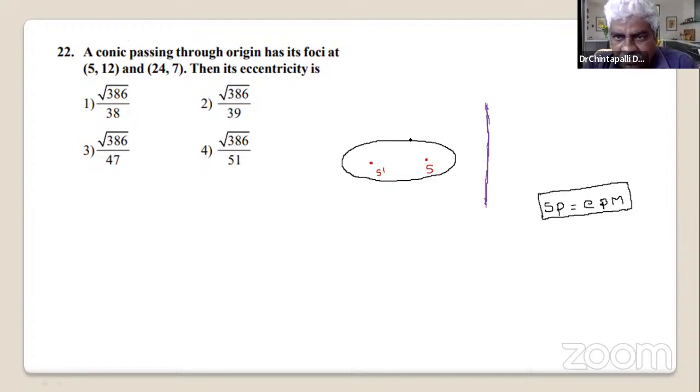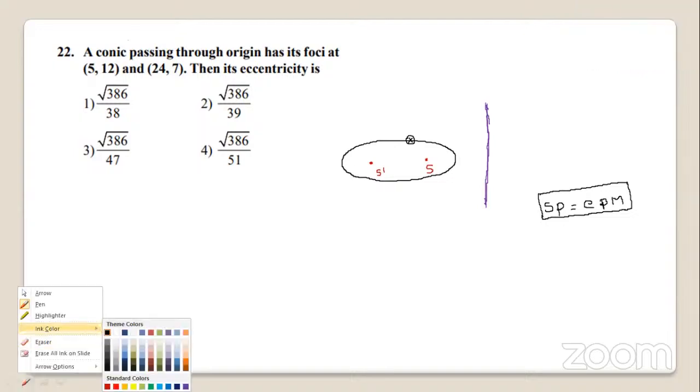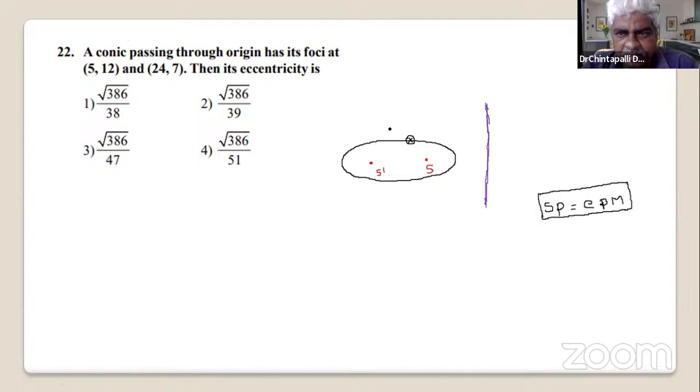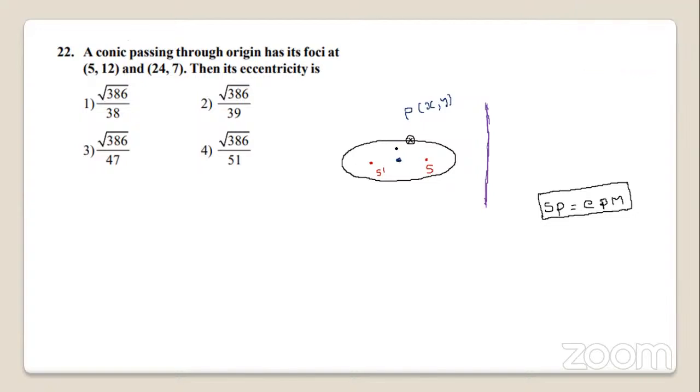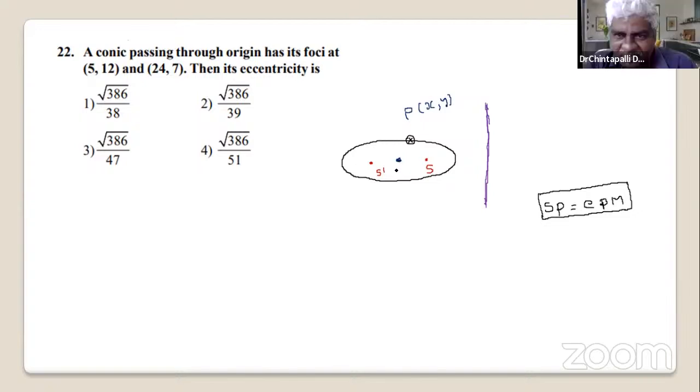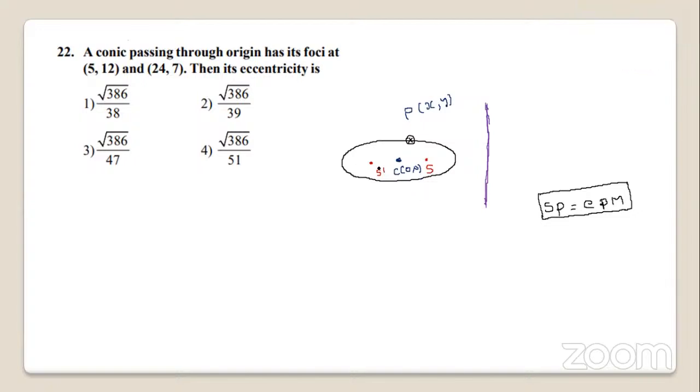Let us take a point P, and let the coordinates of this point P be x comma y. What is the center of the general equation of an ellipse? It is center C. Can you tell the center coordinates? 0, 0. Of course in general it is h, k, but in basic form it is 0, 0.